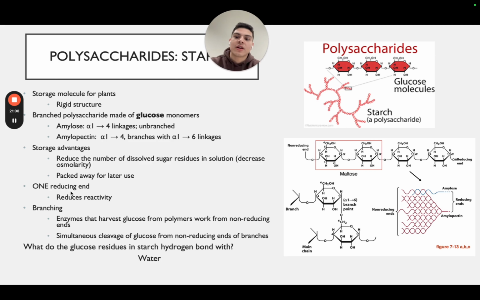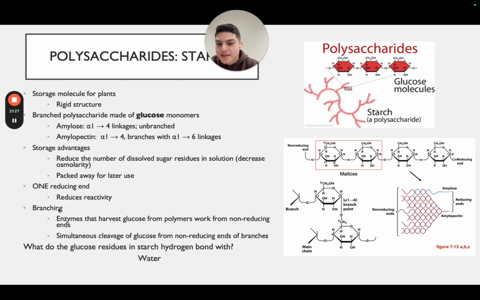And then there is one reducing end, which reduces reactivity in terms of these starches. As you can tell on this diagram, this arrow is saying that there are reducing ends, and this is where we're adding the glucose units. So again, think of it like Legos. You're adding them one at a time, and the chain just increases as you go on and on.